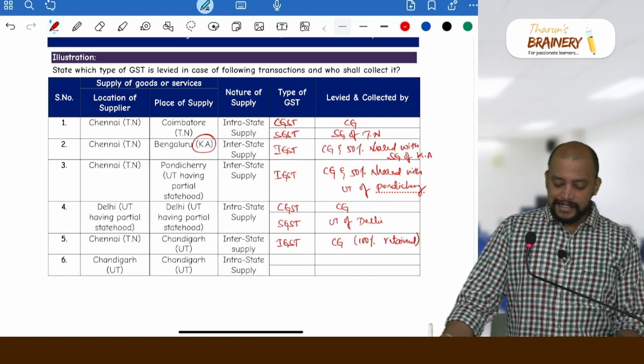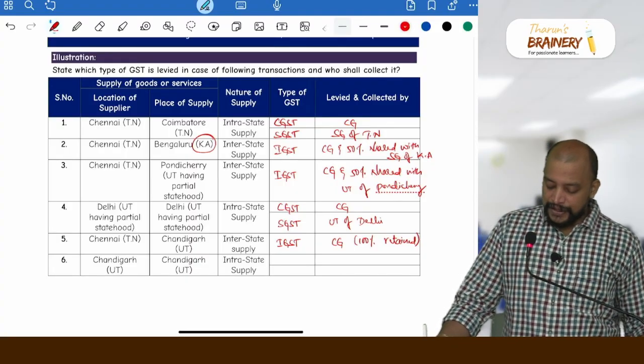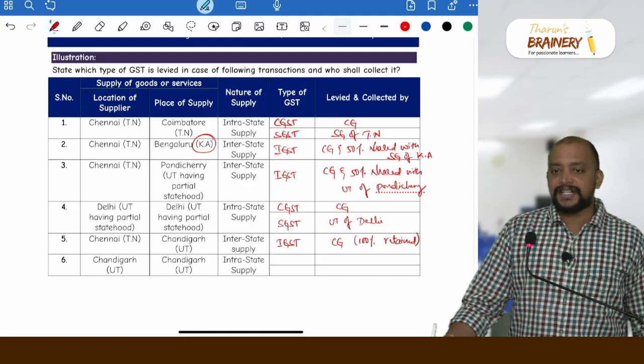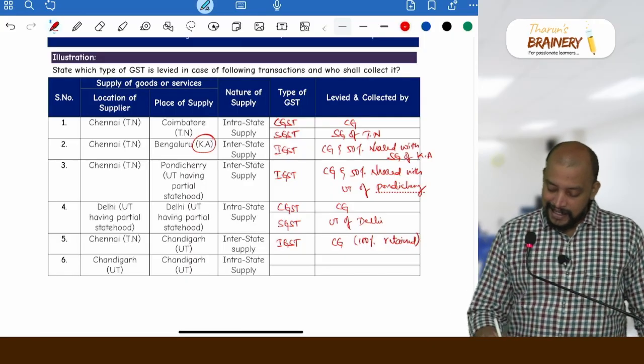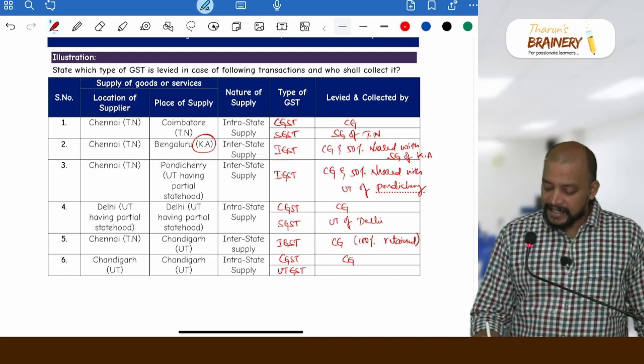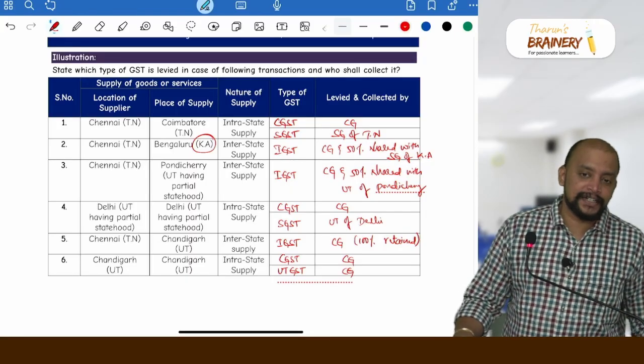Next, number 6. Location of supplier Chandigarh, Union Territory. Place of supply also Chandigarh, Union Territory. Nature of supply intrastate supply. What is the type of GST? CGST and UTGST. CGST levied and collected by central government. UTGST by central government only, not Union Territory.